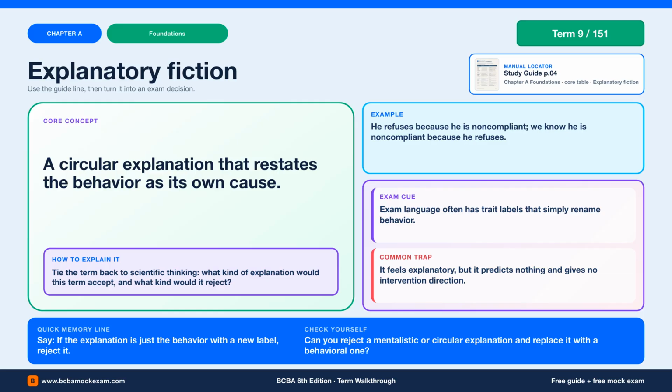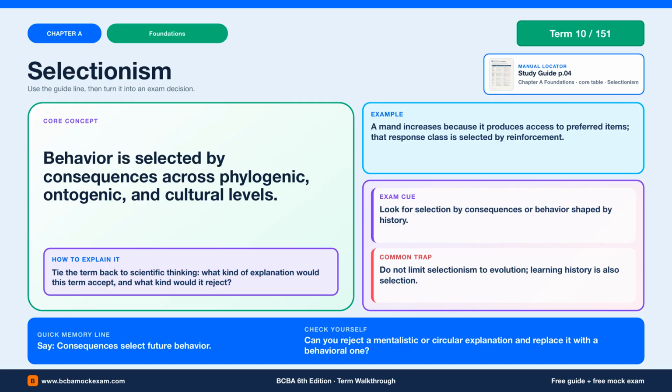The trap is choosing an answer because it sounds clinical. Memory line. If the explanation is just the behavior with a new label, reject it. Selectionism. Selectionism means behavior is selected by consequences. You can think of it across 3 levels: phylogenic, ontogenic, and cultural. For exam decisions, the most common application is learning history.